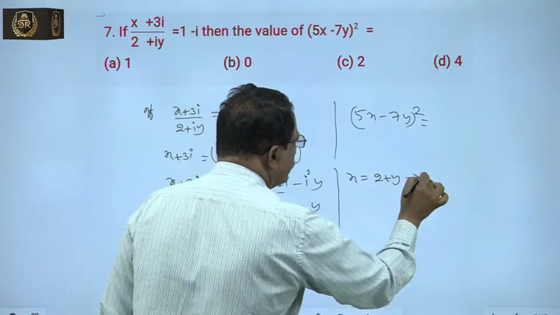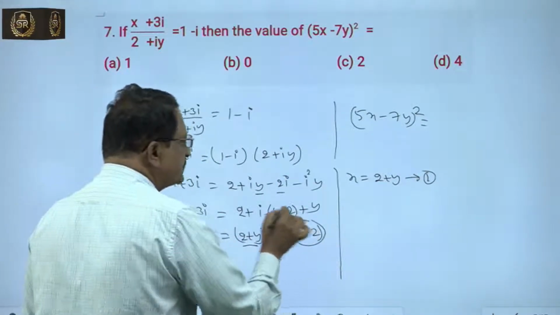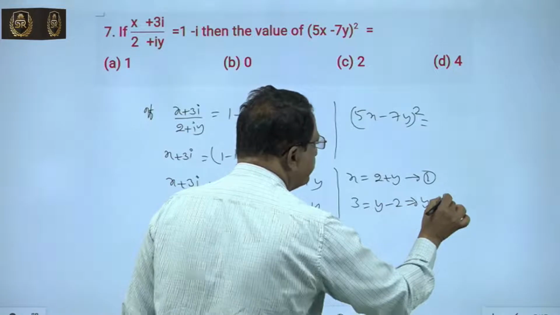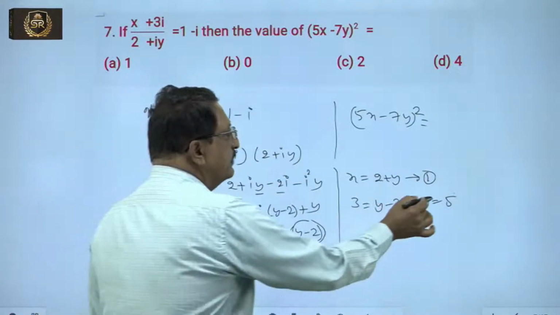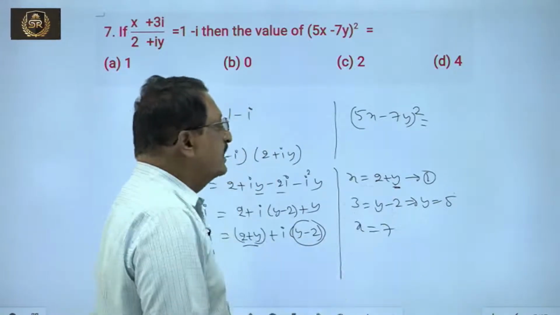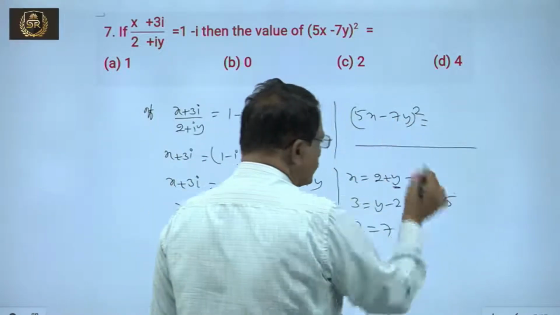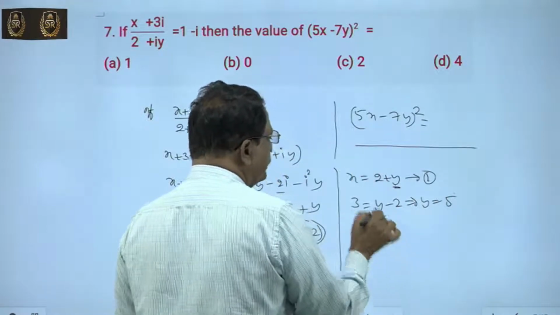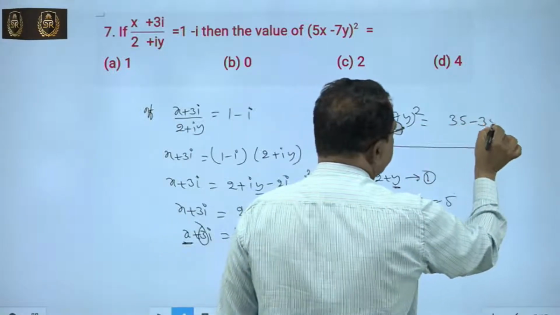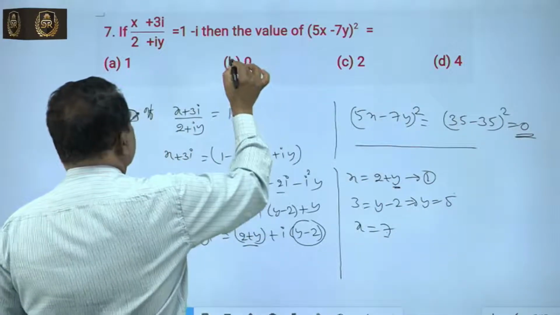This is considered equation 1: x equals 2 plus y. Next, imaginary parts: equate 3 equals y minus 2, which implies y equals 5. The value y equals 5, substituted in the first equation, gives x equals 7. Required (5x minus 7y) whole square: 5x equals 35, 7y equals also 35, so 35 minus 35 whole square equals 0. The answer is the second option.